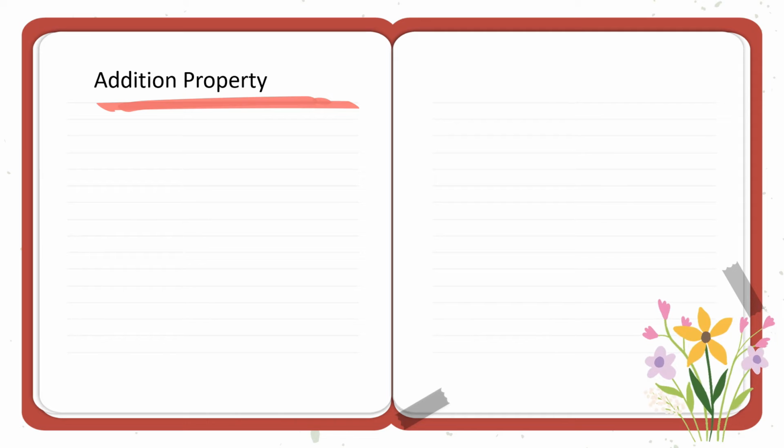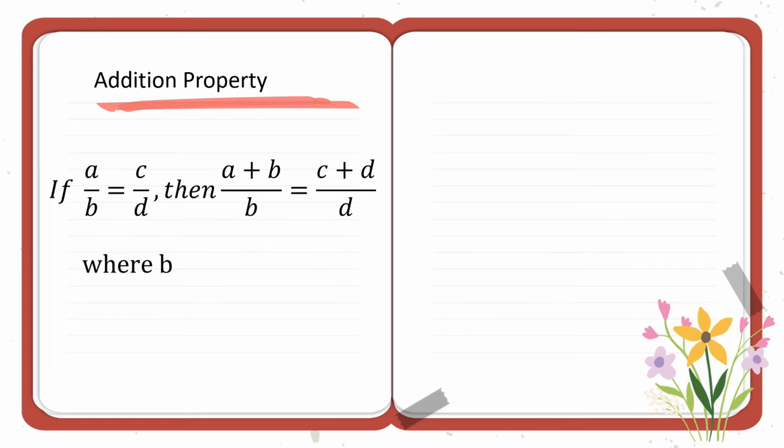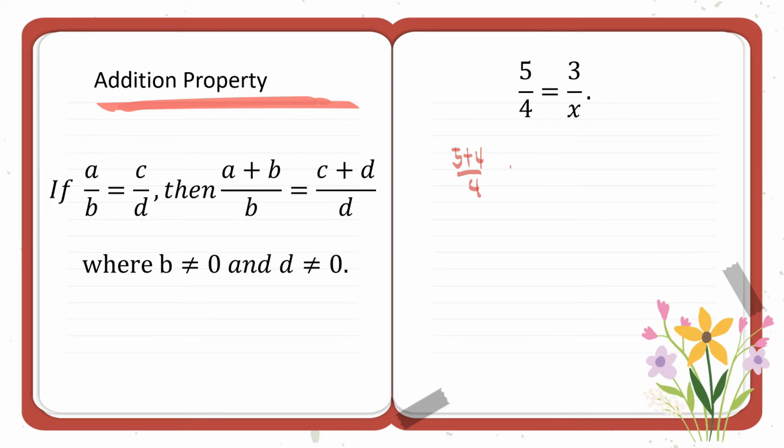We're now down to the fourth property, which is the addition property. It states that if A over B equals C over D, then A plus B over B equals C plus D over D, where B and D should not be both equal to 0. Now, let's use this property to solve for x in the given. So, 5 over 4 equals 3 over x. So, we get 5 plus 4 over 4 equals 3 plus x over x.